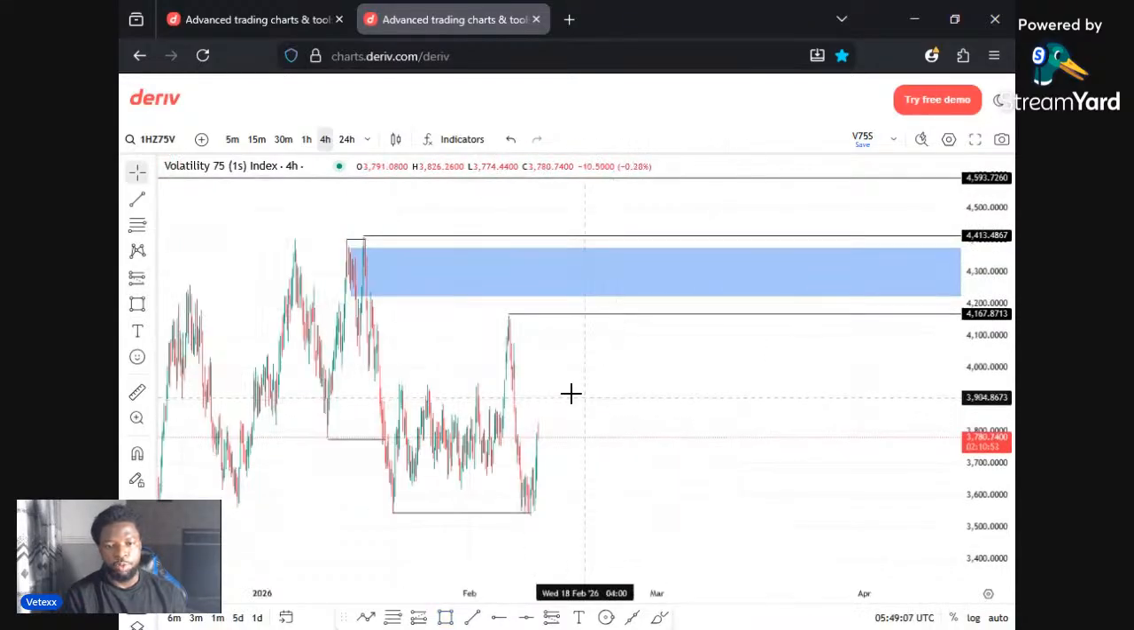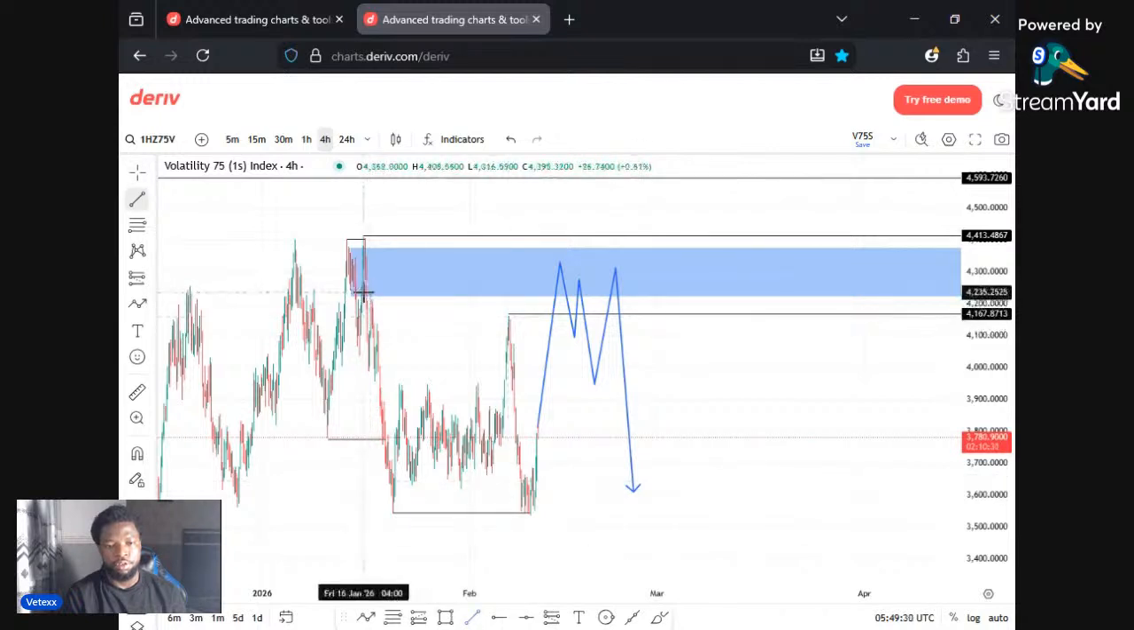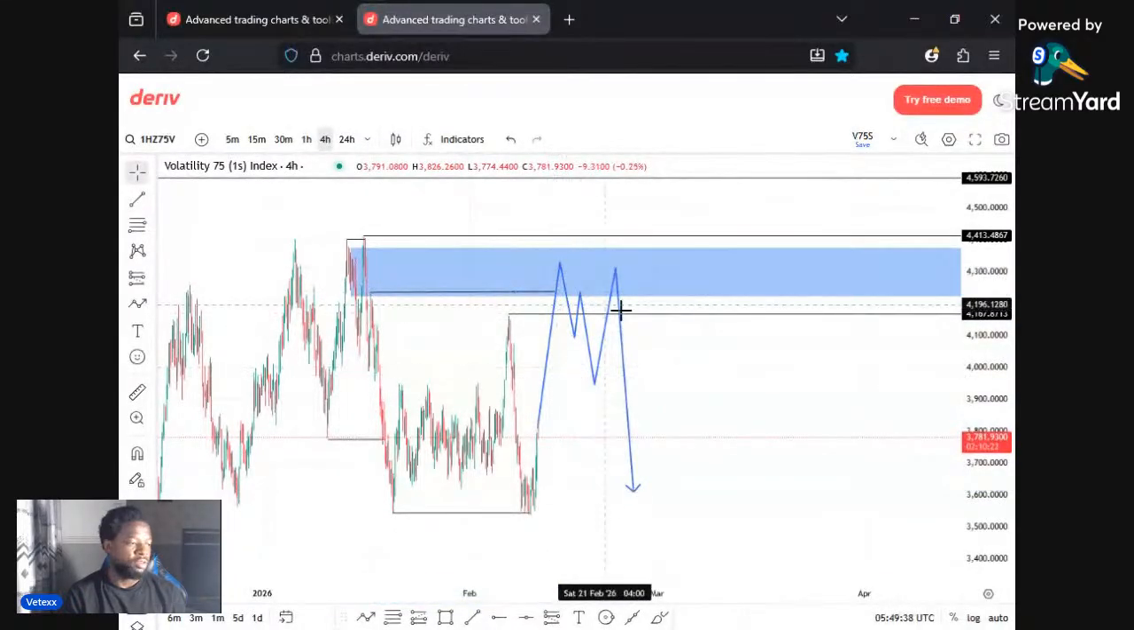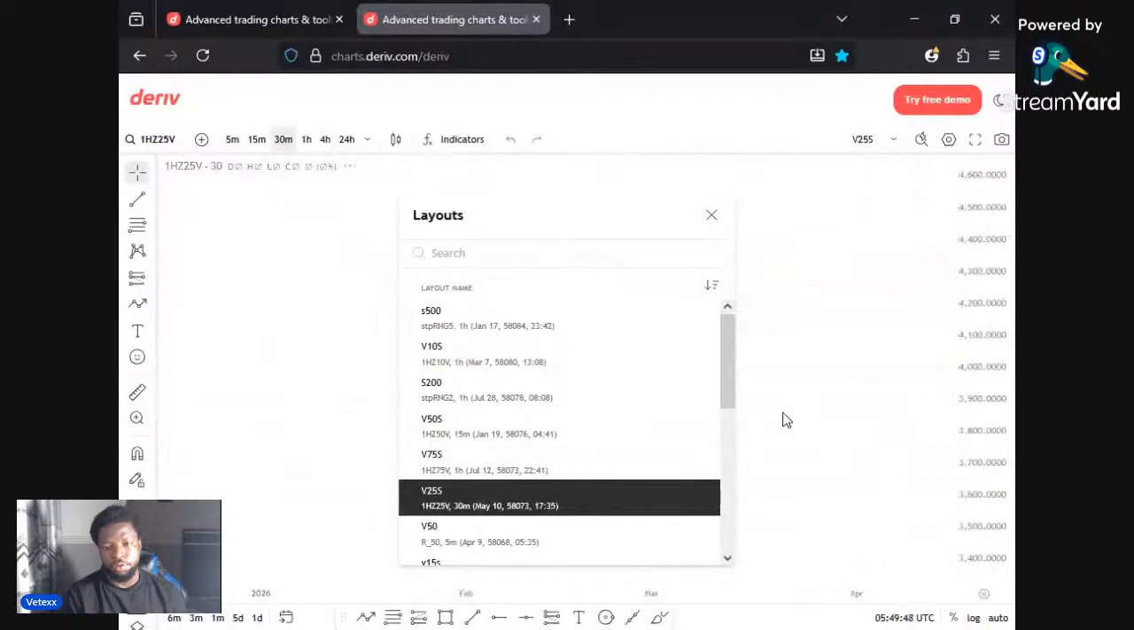So you're anticipating price to come into this zone, give us our continuation confirmation, then we can sell to the downside. So price taps into this zone to give us this, then we can sell. We use it as our structural sweep of liquidity. Price makes it like this, then we can sell to the downside. So this is what we're anticipating on V75 1S. What's the next pair? We check V25 1S. Let's see what it has for us.